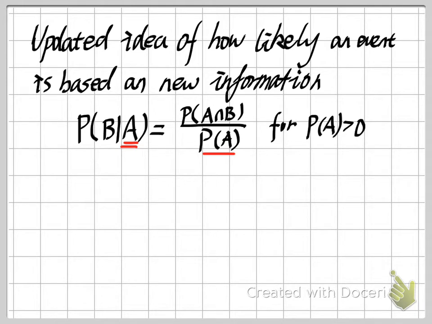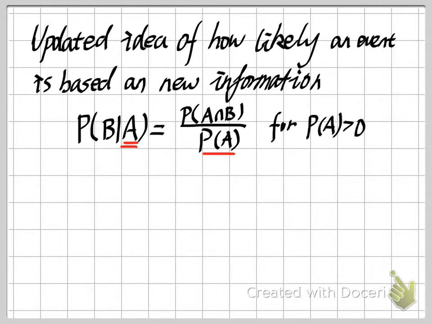Here, maybe you will ask what happens if the probability of A is equal to 0. When the probability of A equals 0, that means this is something that never happens. If we want to consider how likely an event B is based on something that never happened, that is not reasonable. So the requirement that the probability of A be positive is not a problem for the definition of probability.